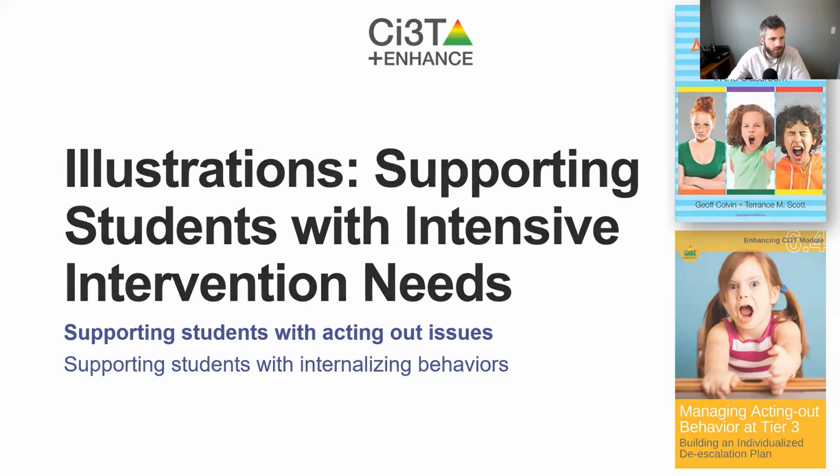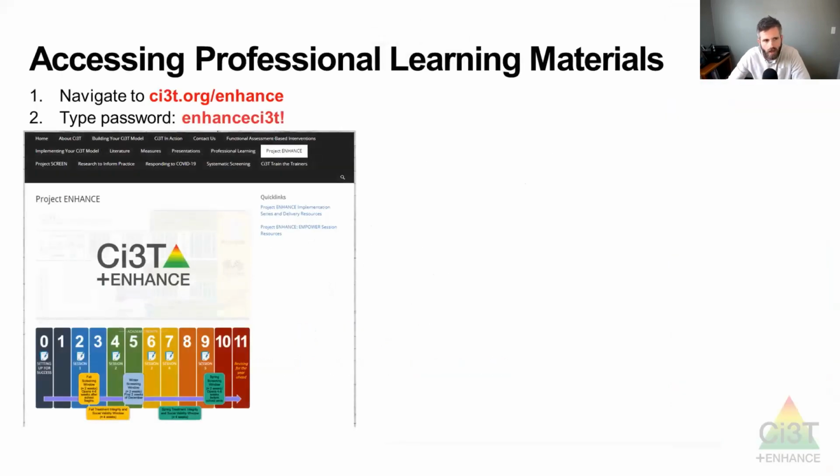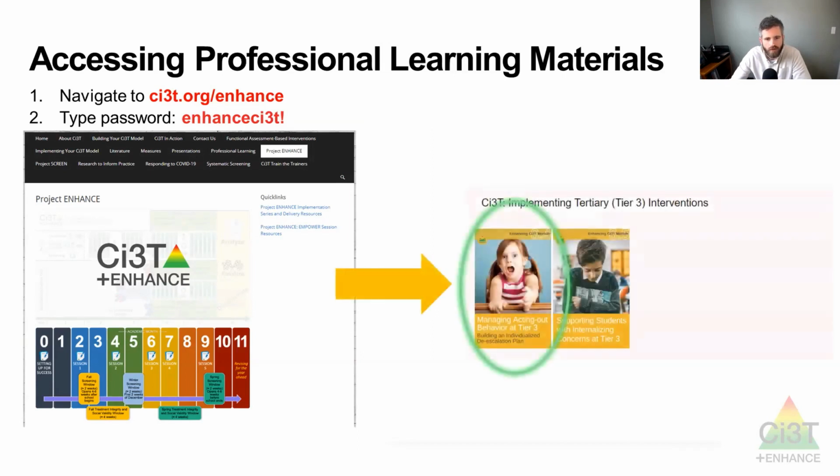So let's jump into the module first. You can go to ci3t.org/enhance, type in the password that Eric Common put in the chat just a few minutes ago, enhance ci3t! And that's going to take you to this website where you will be able to download or access any one of a number of Enhancing CI3T professional learning modules, of which the one we're going to look at tonight is called, of course, Managing Acting Out Behavior at Tier 3.